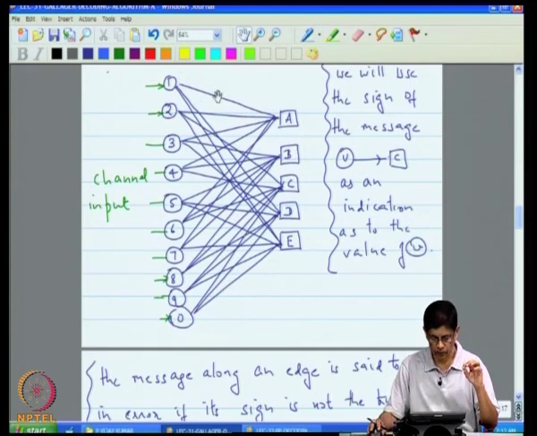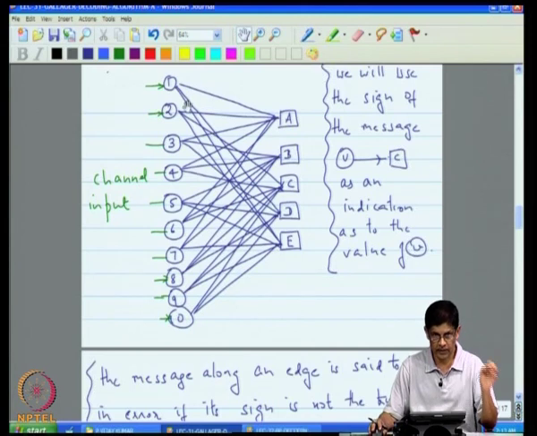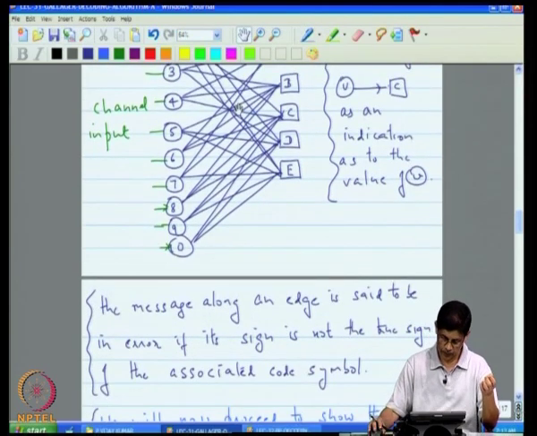Now, if you look at the message on an edge and it is negative, then that is in disagreement with its true value, because we already know that the true value is 1. For performance analysis, we assume that the all one codeword was transmitted. So that is what we mean by an incorrect message. When we speak of an incorrect message being sent over the Tanner graph, what we mean is that the sign of the message transmitted along an edge disagrees with the value plus 1 of the code symbol, which means that it is basically negative.